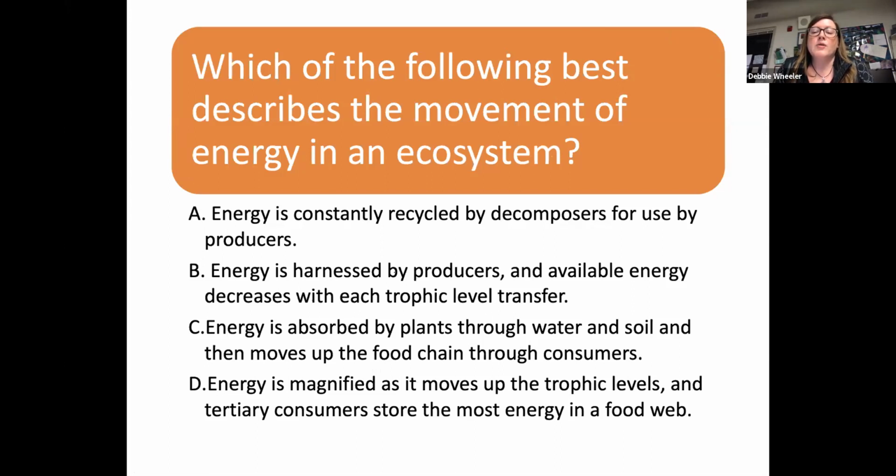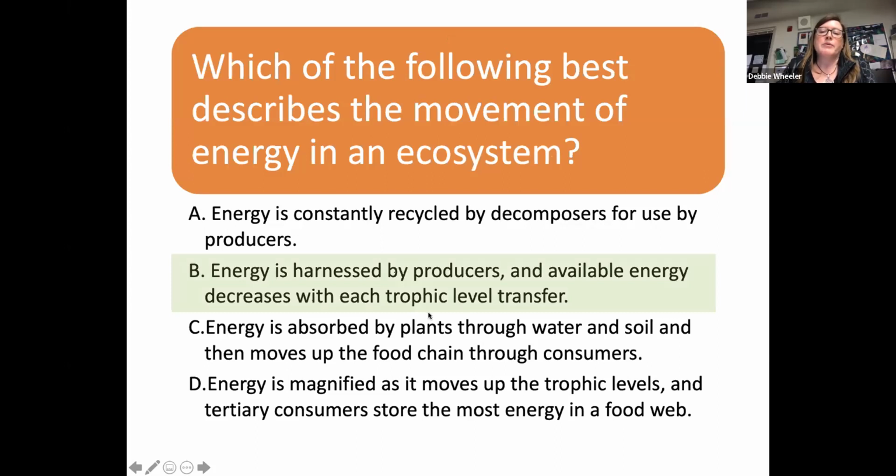If you've answered the poll, go ahead and answer this in chat. What is the difference between the way energy moves in an ecosystem and the way matter moves in an ecosystem? I'll say that again. If you've answered the poll question, go ahead and answer this question. The difference between the way energy moves and the way matter moves. And I'll close the poll in about 5 seconds. 4, 3, 2, 1.